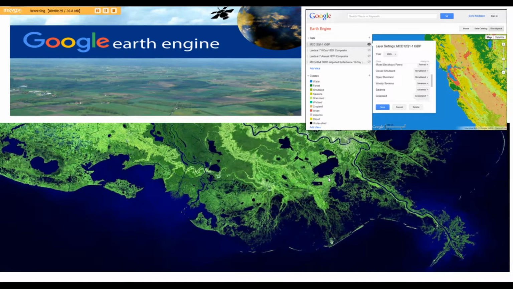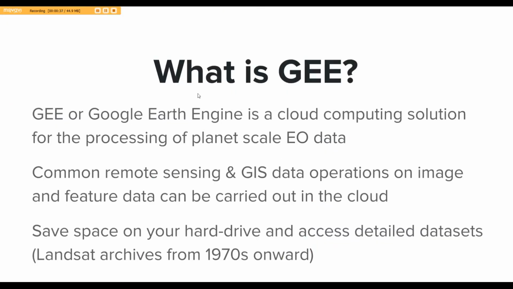And Google Earth Engine is a newly available and a free platform for carrying out some of the most common spatial data analyses. But the question is, why Google Earth Engine? Google Earth Engine, or GEE, is a cloud computing solution for the processing of planet-scale Earth observation data. Common remote sensing and GIS operations on image and feature data can be carried out in the cloud.